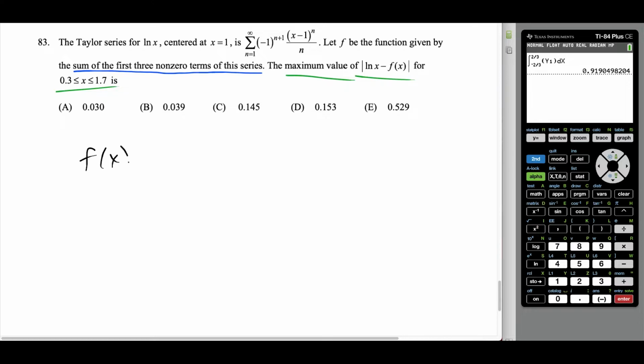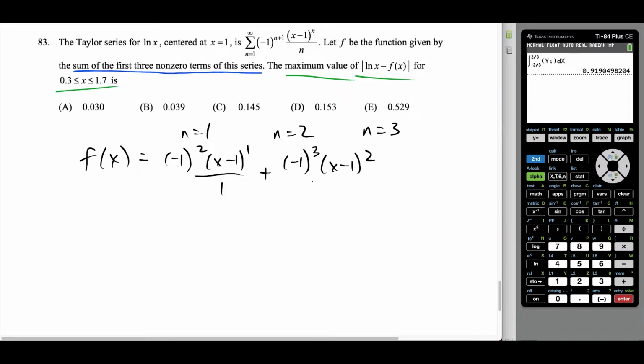But the first thing we have to be able to do is say f of x is the first 3 non-zero terms of this series. So I would try plugging in n equals 1, n equals 2, and then n equals 3. And if we plug in n equals 1, you see how we got negative 1 to the 1 plus 1, which is negative 1 squared. We have x minus 1 to the first over 1, and now we're going to add. We have negative 1 to the 2 plus 1, which is 3. We have x minus 1 squared, and this is going to be divided by 2. And then for the next term here, we have negative 1 to the 4th power.